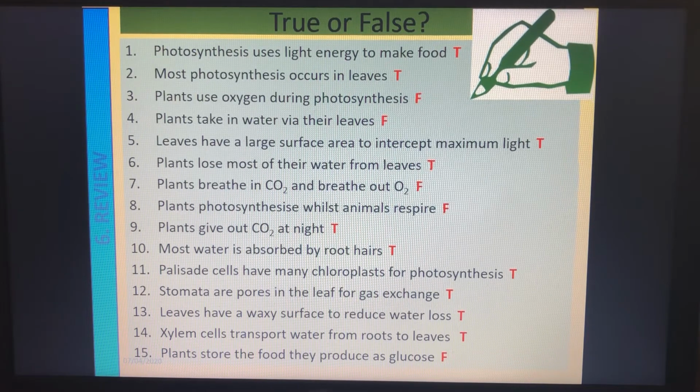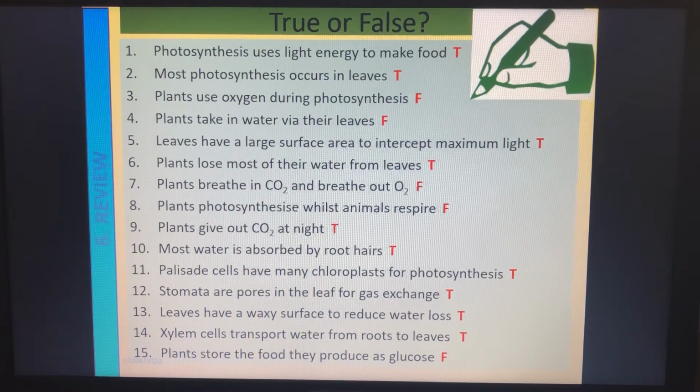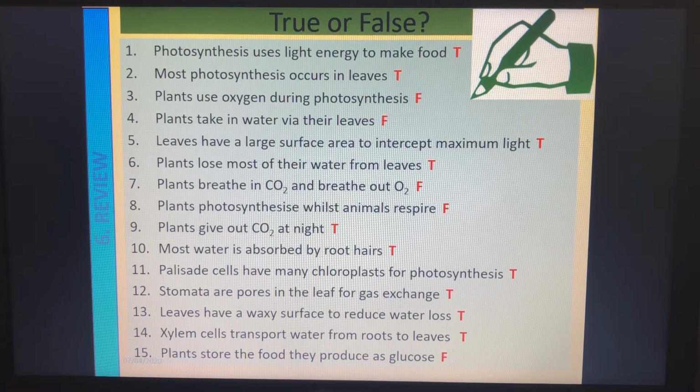Question 10. Most water is absorbed by root hairs. That is true. We've talked about root hairs in B1. We'll talk about it again in this topic. Question 11. Palisade cells have many chloroplasts for photosynthesis. That is true. 12. Stomata are pores, which means holes in the leaf for gas exchange. That's true. 13. Leaves have a waxy surface to reduce water loss. Yes, we talked about that. It's on the top of the leaf, so that one's true. Number 14. Xylem cells transport water from roots to leaves. That's also true, and we called that process transpiration.